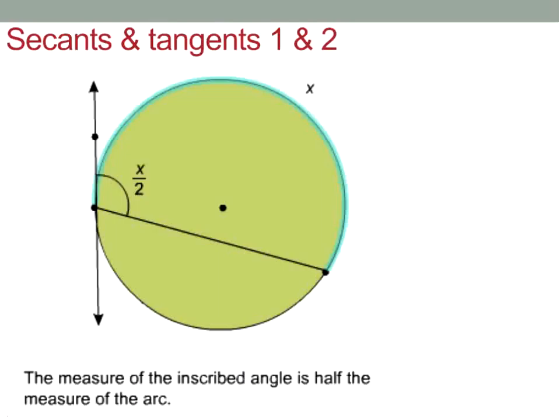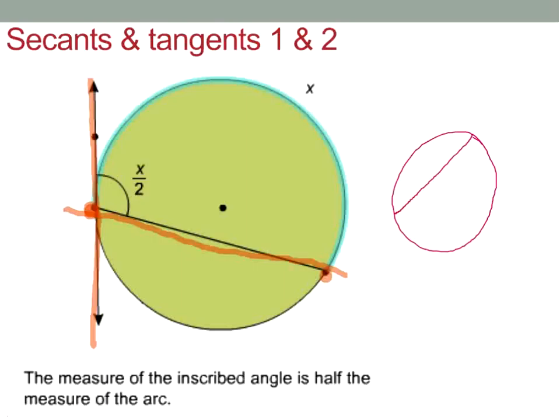Here's the first one. This would be a tangent. Do you guys see how it touches one time? Tangent and a secant. It says the measure of the inscribed angle is half the measure of the arc. Anybody notice anything familiar about this one? Think about the ones we just did. Yeah. X, 2x. We just did these. Everybody agree? This is the same formula.